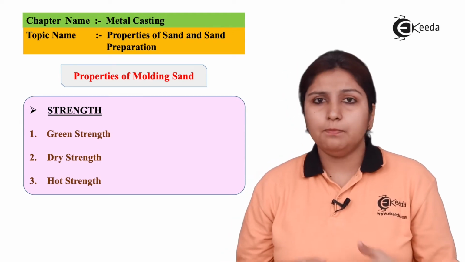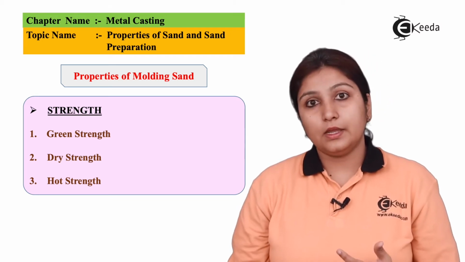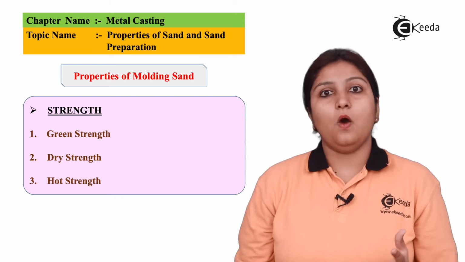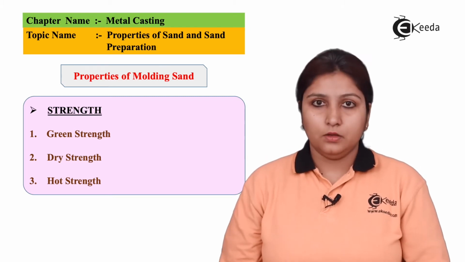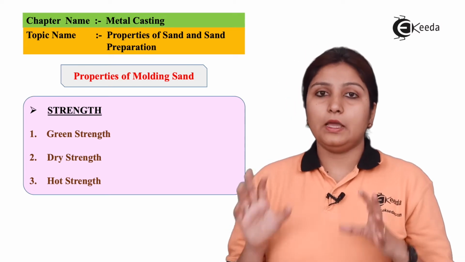It should have basically three types of strength. One is dry strength, second hot strength, and the third one is green strength. All the three strengths have different meaning. So first we'll go to green strength. Green strength means it should have high sustainability.